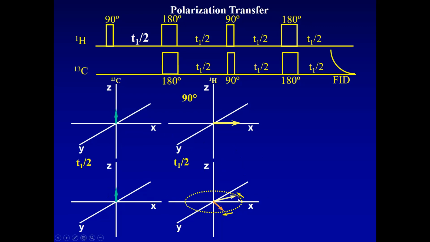But just as we get different peaks, say if we have two peaks, for one carbon-13 coupled to one proton, then half the protons will drive half the vector in one direction of rotation, and the other half will drive it in the other rotation. The frequency difference between them is called the J coupling constant.